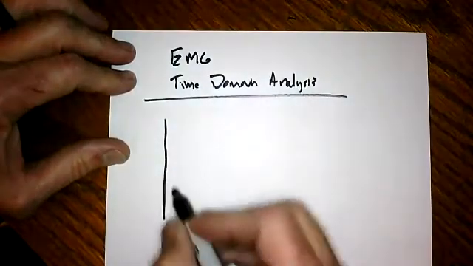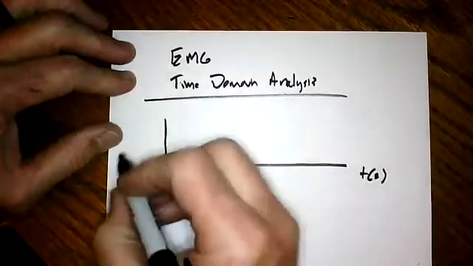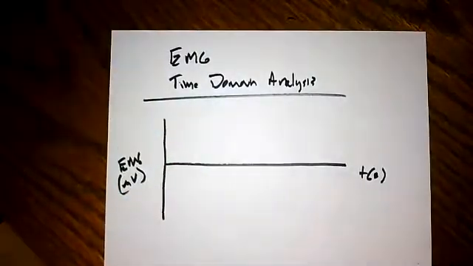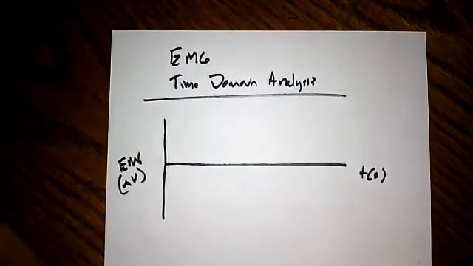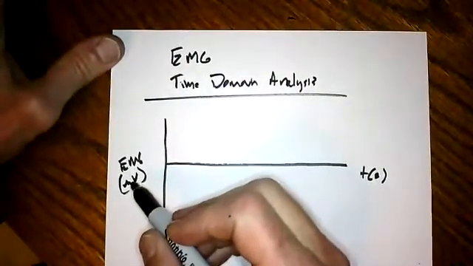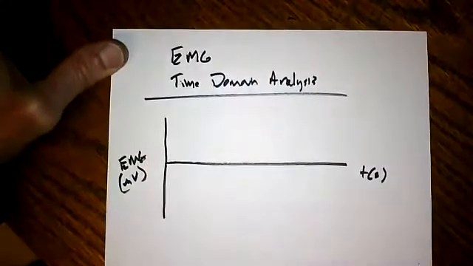First, let's recognize what an EMG signal looks like. I'm going to use millivolts on the y-axis. Later on, we'll change this set of units, but this is just to recognize that EMG is a voltage.